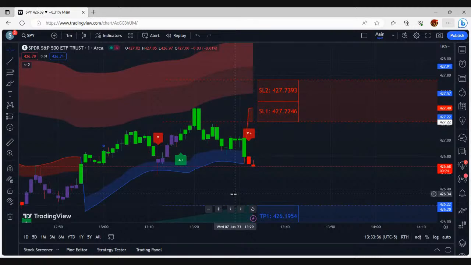My goal here will be to take partial profits if it drops quickly, which I really hope it will. But today's been so choppy, it's going to be a crazy ride. So we'll see.